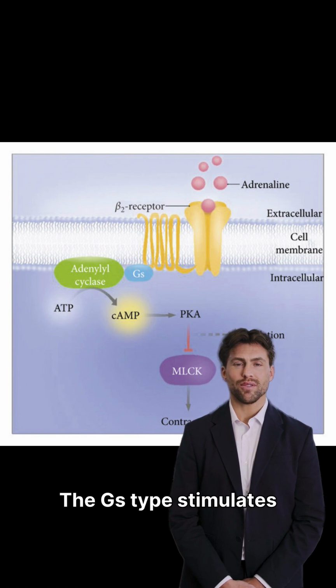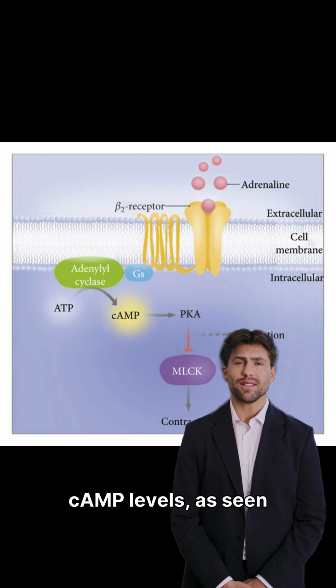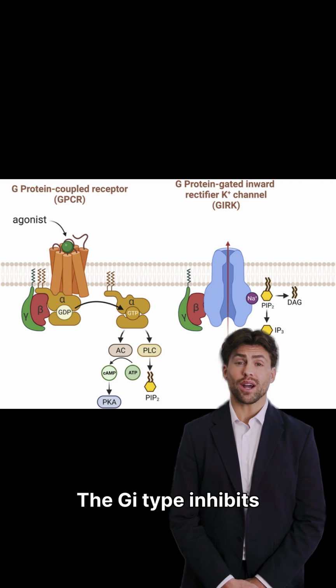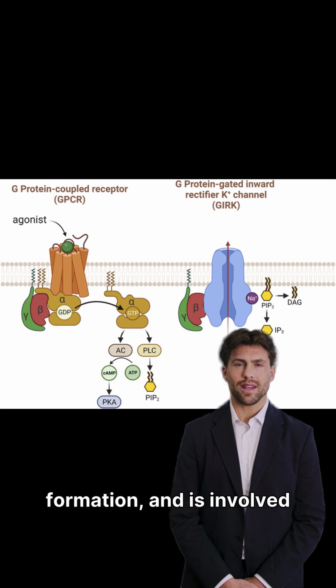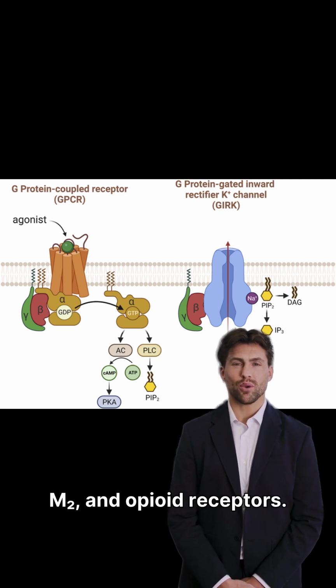The Gs type stimulates adenylyl cyclase and increases cAMP levels, as seen with beta-1 and beta-2 adrenergic receptors. The Gi type inhibits adenylyl cyclase, reducing cAMP formation, and is involved with alpha-2 adrenergic, muscarinic M2, and opioid receptors.